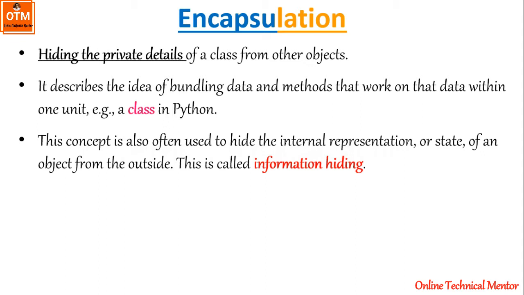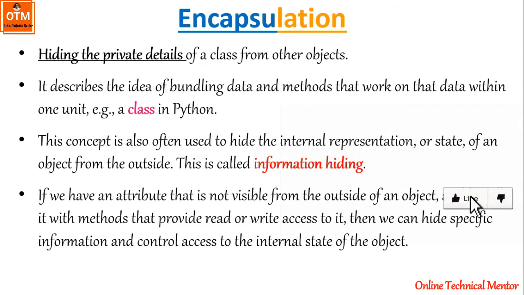So in encapsulation, whatever changes and updates are done within the class only, so this change cannot be reflected outside the class. Next, if we have an attribute that is not visible from outside of an object and bundle it with methods that provide read or write access to it, then we can hide specific information and control access to the internal state of the object. That means it is possible to change the value of some member variable within the class. For that, we require a public member function which will interact with the outside world.